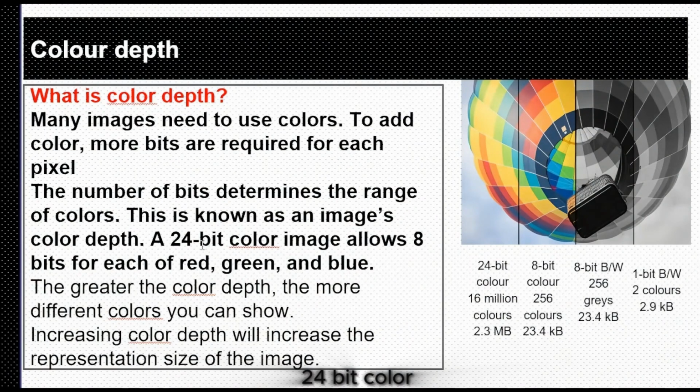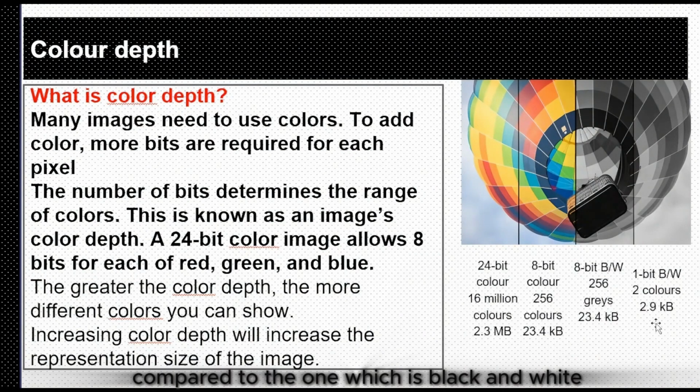A 24-bit color image allows 8 bits for each of red, green, and blue. The greater the color depth, the more different colors you can show. Increasing color depth will increase the file size, as you can see here. 24-bit color, which has got 16 million colors in it, the file size is 2.3 megabytes, compared to the one which is black and white, the file size is only 2.9 kilobytes.